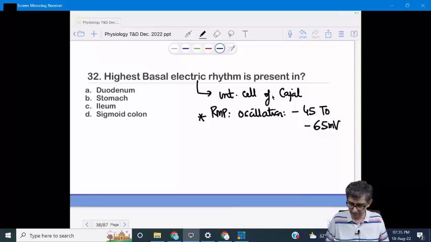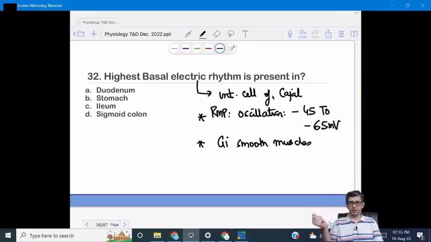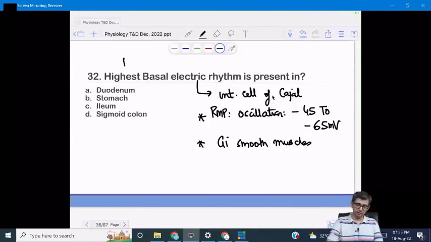It is the GI smooth muscles which will be exhibiting this basal electrical rhythm. And the question is saying, which of the following will be showing the highest basal electrical rhythm? The answer will be from the small intestine.